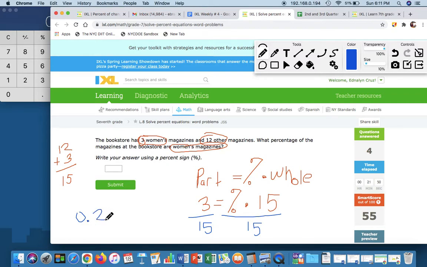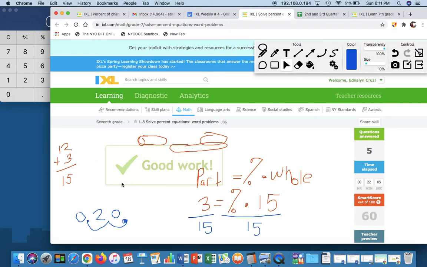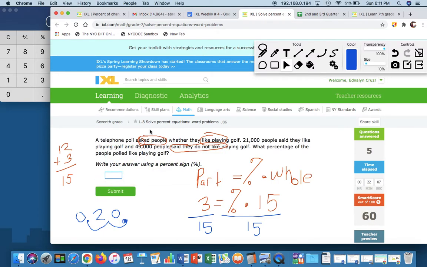0.2. Now, I need to move my decimal twice to the right. 1, 2. There was nothing there, so I have to fill this in with a 0. Now this gives me my final answer of 20%.